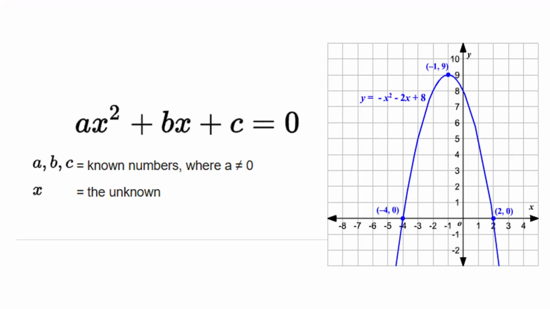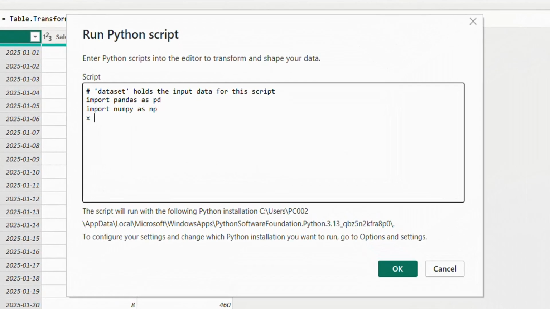Previously, we showed you this equation, which we are going to use to evaluate the optimized sales. We will use a Python script to calculate the values of A, B, and C for this equation. Define a variable x to store the values of sales from the dataset, and a variable y to store the values of profit from the same dataset.